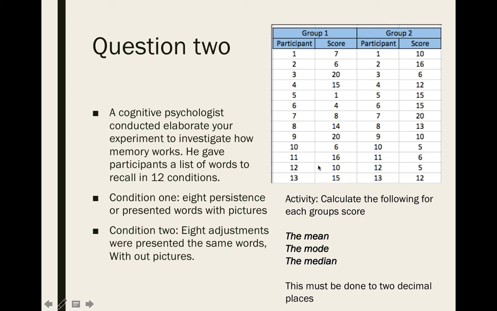Calculate for me, for each group, the mean, the mode, and the median. So you get 1 mark per group, 6 marks in total. Calculate the mean for group 1 score, the mean for group 2 score, mode, and median.